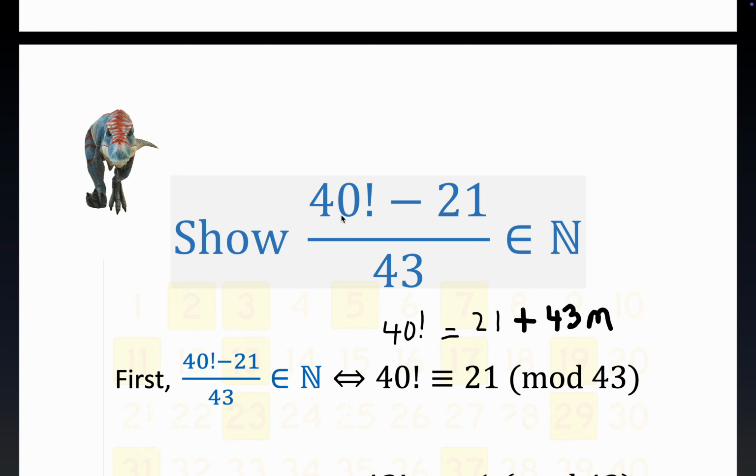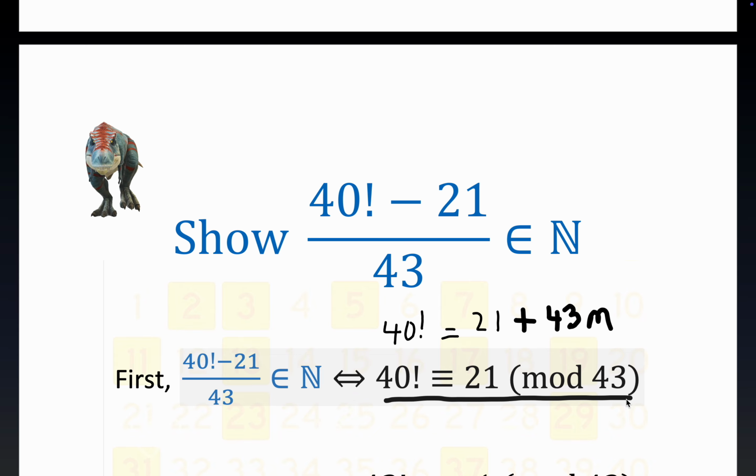And folks, again, here's our original statement. We want to prove it is a natural number, and there's an equivalence between this statement and this statement right here, and it's easy to see that equivalence if you rewrite this modular arithmetic statement as 40 factorial is equal to 21, this number right here, plus some multiple of 43. Now that's pretty easy to see because if you were to subtract this off, 40 factorial minus 21 is just 43m, and 43m divided by 43 would be a natural number called m. So if we can establish this guy right here, we'll be done. If we can prove this, we'll be done.